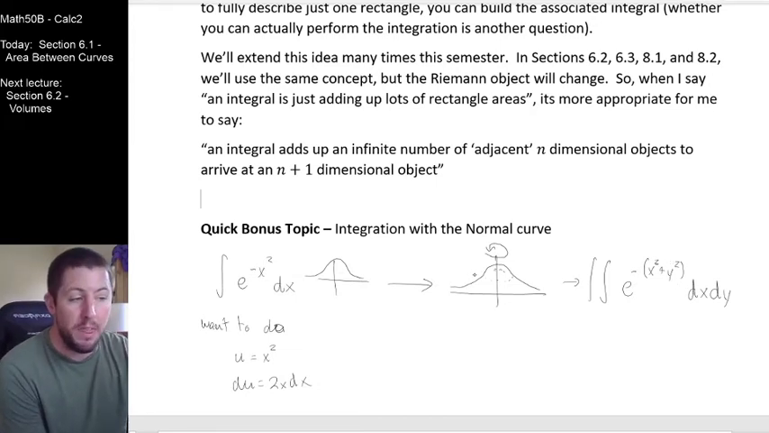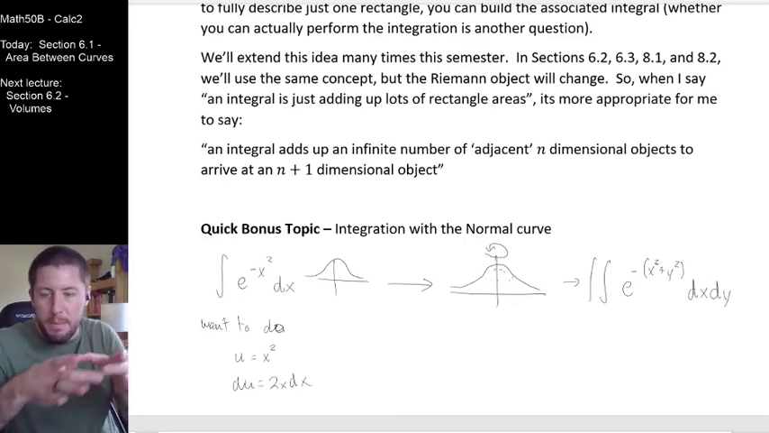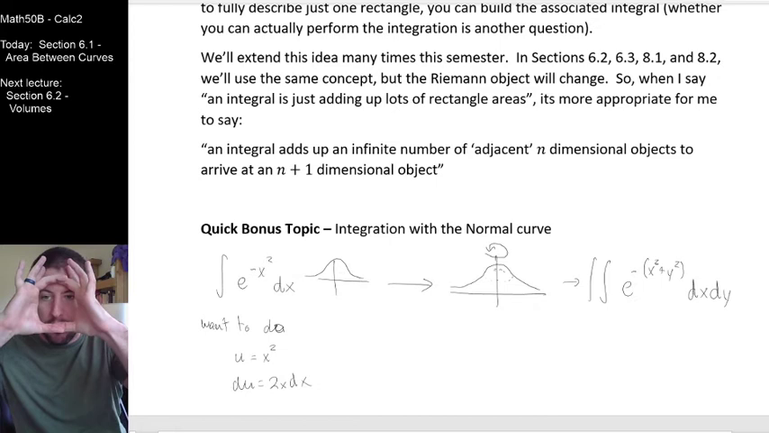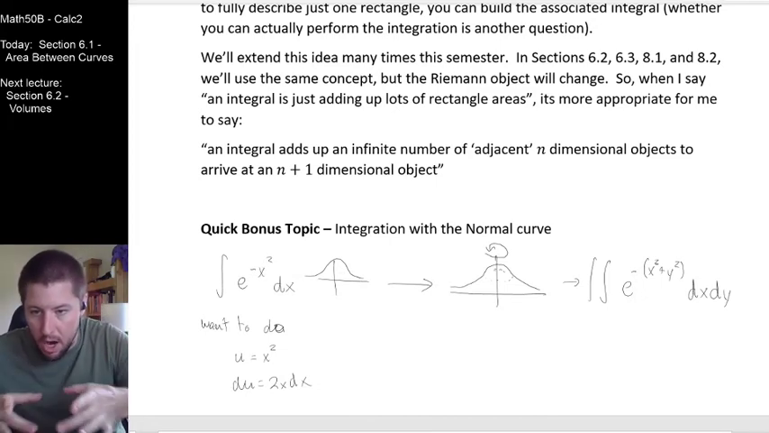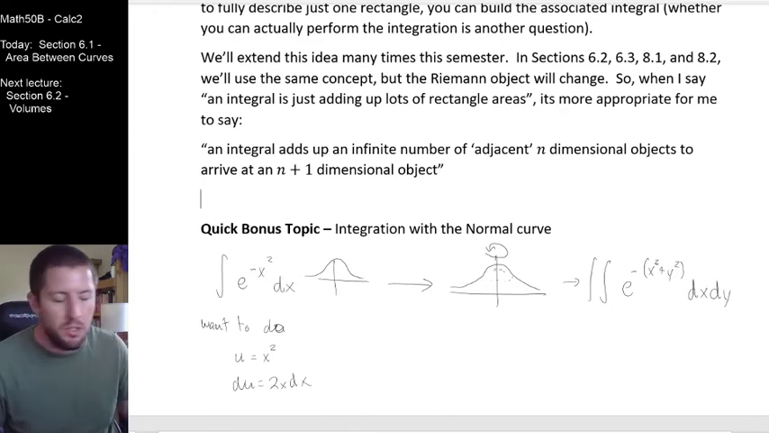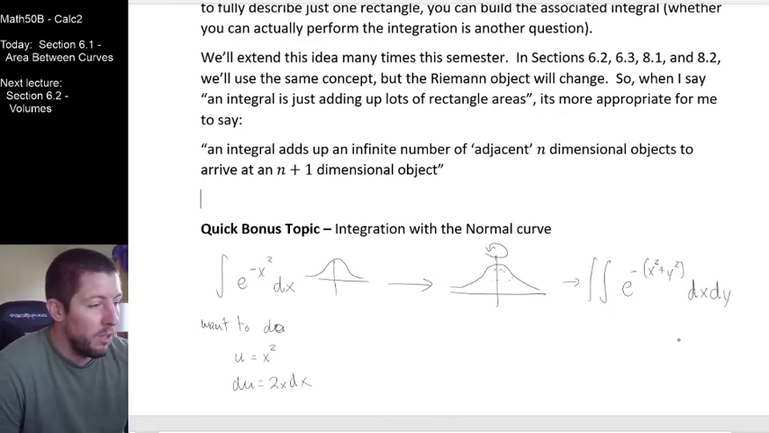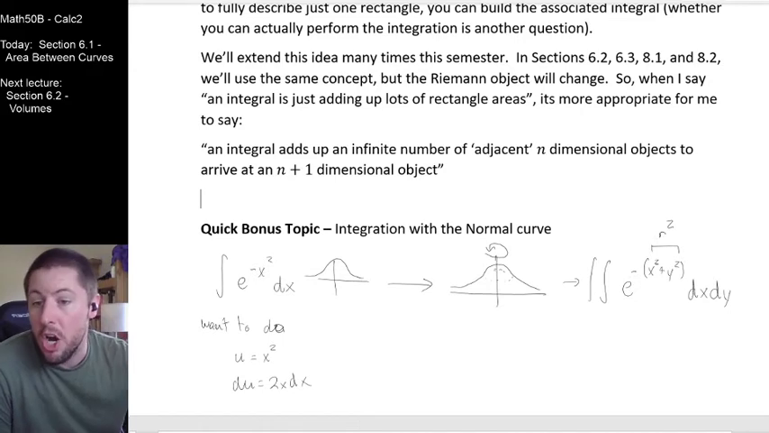And in fact, you should be thinking what Riemann object would be good to get the volume of this 3D shape? Well, since it's a perfectly symmetric mound, it seems like there's a bunch of circular disks that are changing in radii over time, right? And that would give you that normal distribution shape right there. So what I think we could do is convert this into polar. There's going to be two important steps. One, this x squared plus y squared we could rewrite as r squared.